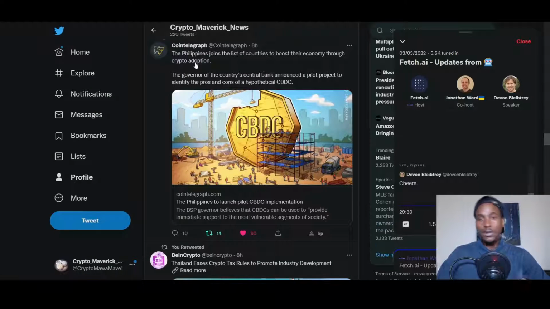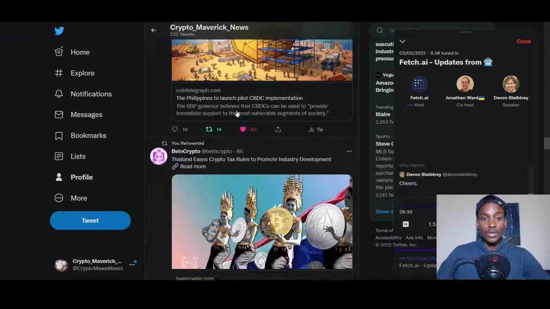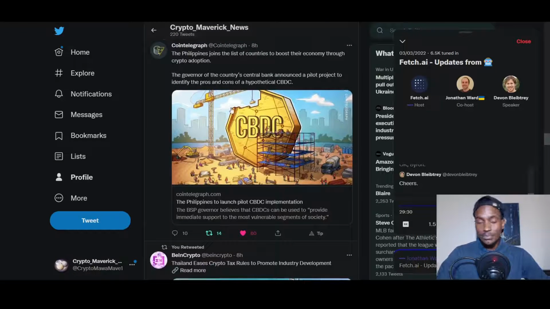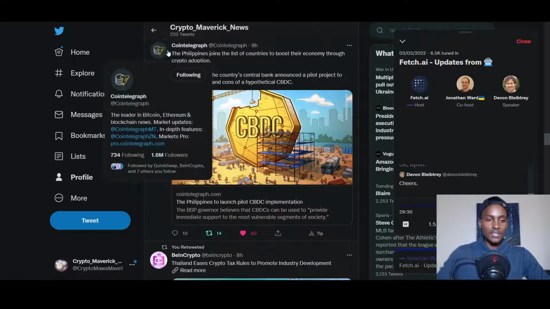If we compare that leaked document and we look at news like this, the Philippines, Thailand, they're really trying to go deep in this crypto thing. It almost resonates to the fact that most of these countries are really waiting for the United States to make a move, then for them to significantly make a move.